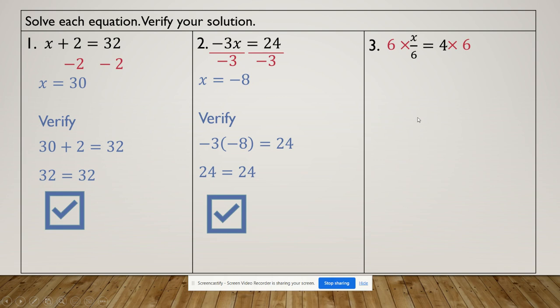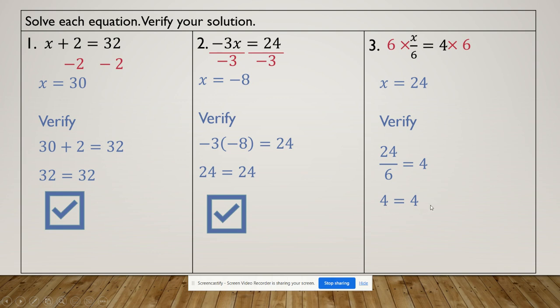Okay, so I would get x is equal to 24. 4 times 6 is 24. Okay, now we have to verify. Plug 24 in for x into our original equation and see if we get 4.